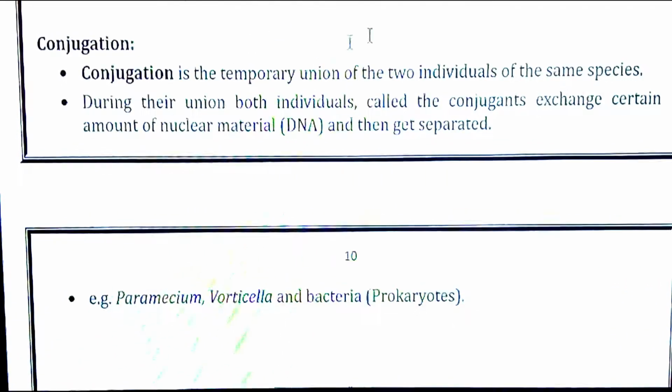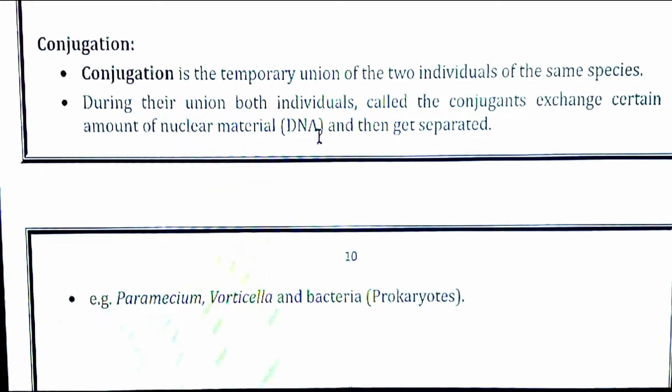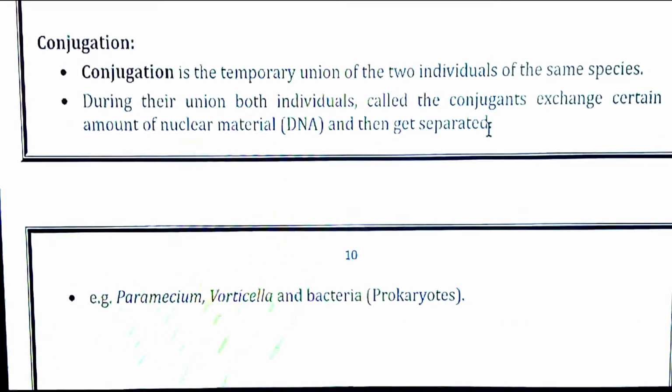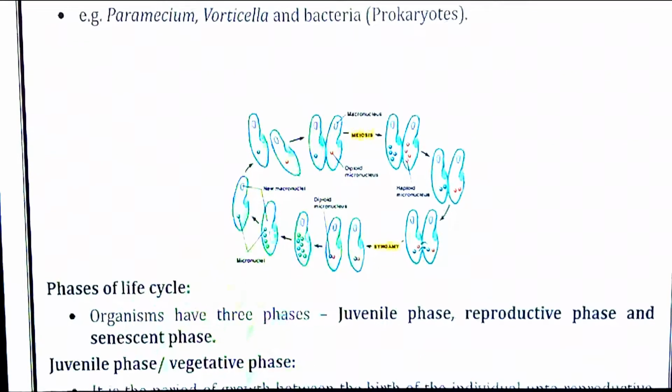Next we have conjugation. What is conjugation? Conjugation is a temporary union of two individuals of the same species. During their union, they will exchange a small amount of nuclear material called DNA, and then they will get separated. When they are united, they are called conjugants. Example, Paramecium and Vorticella, and some bacteria, prokaryotes, are also engaged in this.